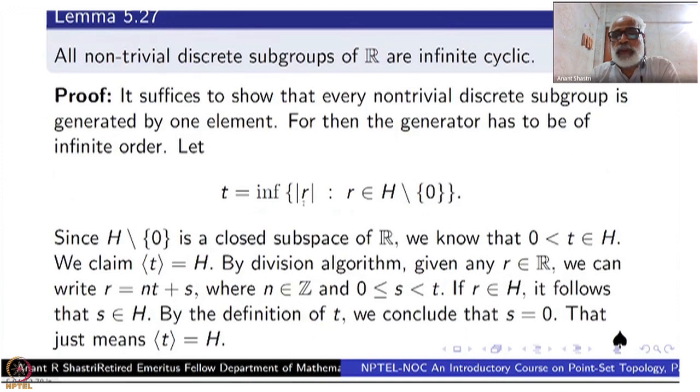how can that be? So the only way it can happen is this s must be 0, not in H minus 0. So s is 0 means r is n times t, where n is an integer. Therefore, H is generated by t. Okay.